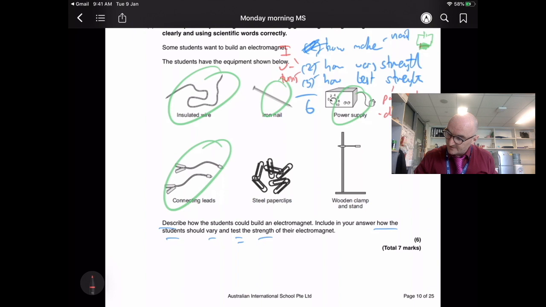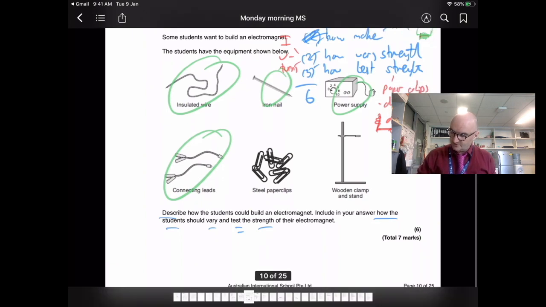You can increase the distance. What do I mean by the distance? The distance from the nail to the paper clip. So here's your electromagnet, paper clip here, paper clip here, paper clip here. Vary the distance, D1, D2, D3. Have we got enough for 6 marks? 2, 4, 6? Yes, we have.